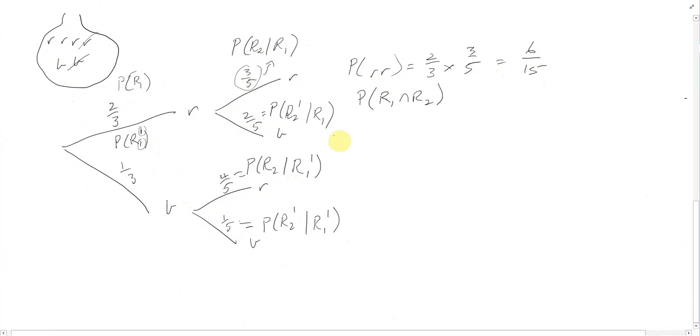This one here is the probability of getting red on our first pick and not red on our second. This one here is blue-red, which is the probability of getting not red on our first and red on our second. And this one down here is the probability of getting not red on our first and not red on our second. So there we go. Here are all our probabilities.